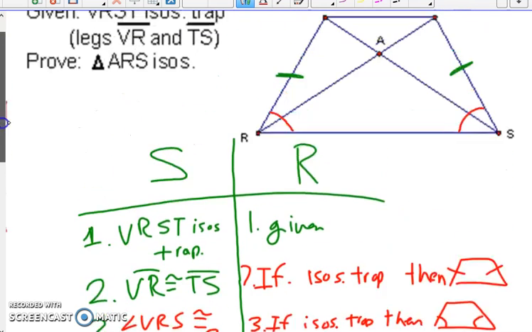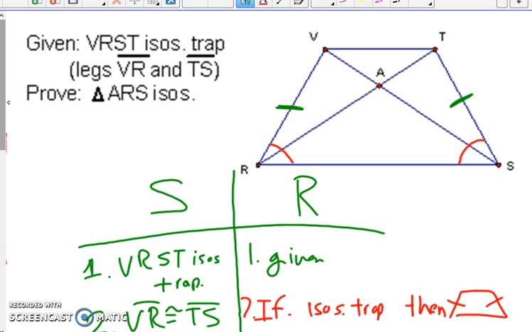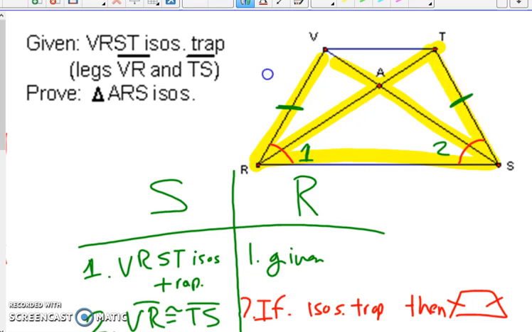Looking back at our picture now, we want to show ARS is isosceles. We can show that a few ways, but one way is to show that these two angles are congruent. And if you look at our picture, we actually have enough now to show these triangles congruent, since that side SR is a shared side. And once we get those congruent, we can use CPCTC to say that angle 1 and angle 2 are congruent.